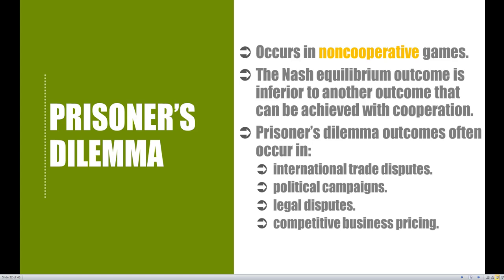We see prisoner's dilemma. It's a very special case of a game theory game, and there are a lot of applications for it. We do see it in international trade disputes, political campaigns, legal disputes, and competitive business pricing. However, there's always one classical example of a prisoner's dilemma that always seems to pop up, and that's where people are going to be jailed and seeing exactly how much time they're going to be serving.